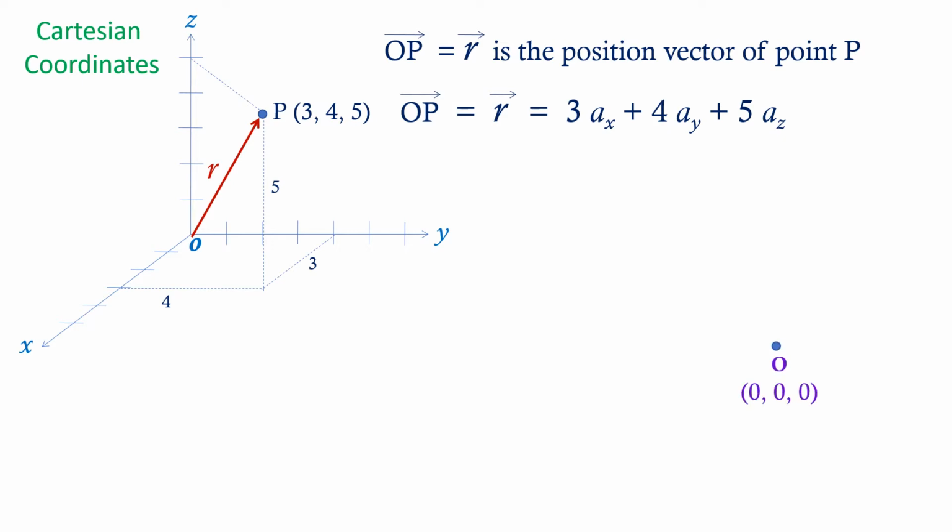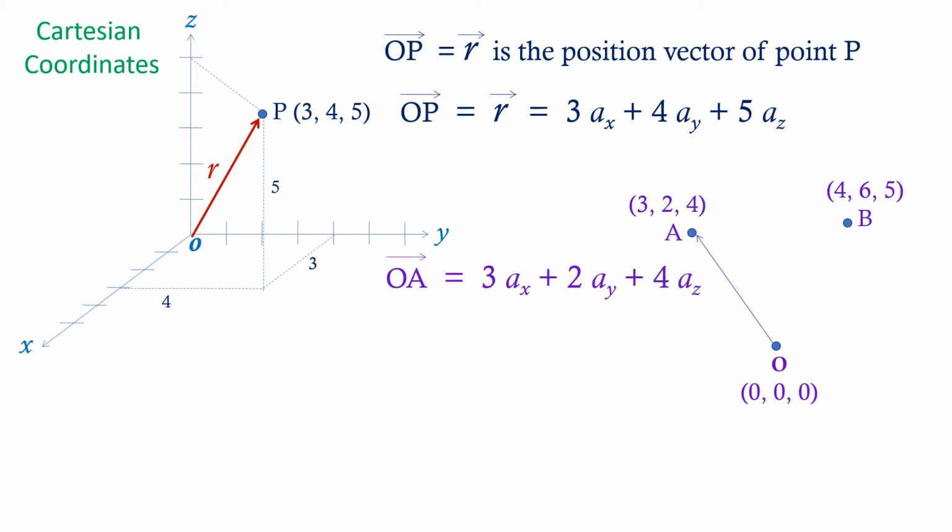axis. Let us consider a point O at 0, 0, 0, another point B at 4, 6, 5, another A at 3, 2, 4. OA bar is the position vector of A: 3ax plus 2ay plus 4az. OB bar is the position vector of point B. It is 4ax plus 6ay plus 5az.